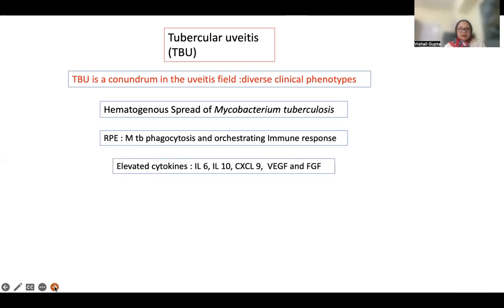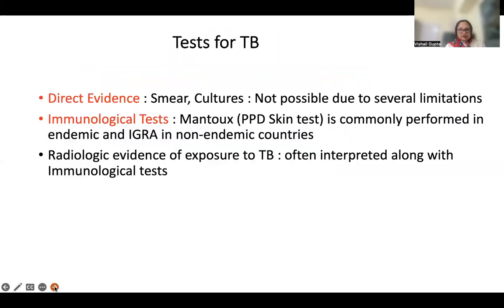We also have elevated cytokines, including IL-6, IL-10, CXCL9, VEGF, FGF. There is formation of granulomas and there are autoreactive T cells. So understandably, when there are so many mechanisms playing a role, the clinical manifestations are going to be very diverse. And how do we test for TB?